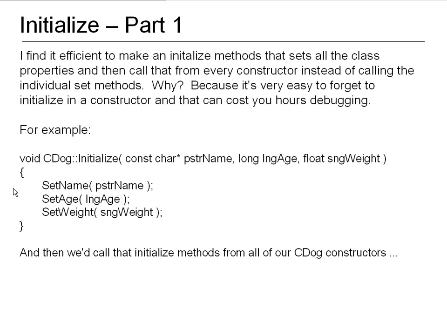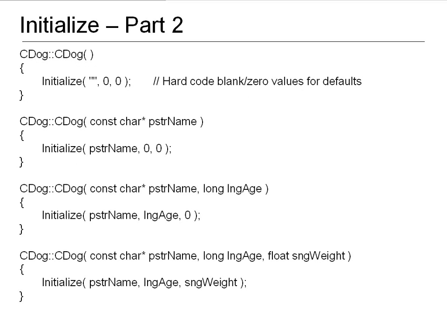So for example, here's the definition for the initialize method for CDog, and it takes 3 parameters: a name, an age, and a weight. If you'll notice, the name is by constant, so it can't be changed. And then I call the set methods for each of those. Then we'd call that initialize method from all of our dog constructors, and that would look something like this.